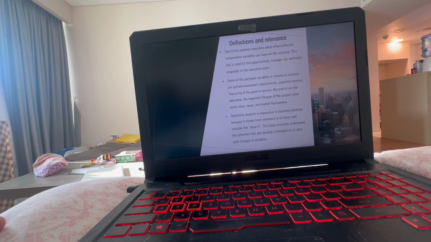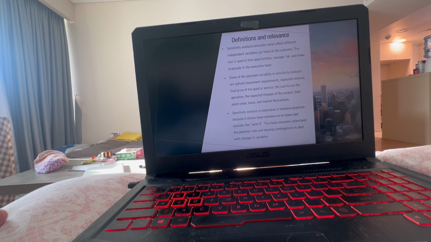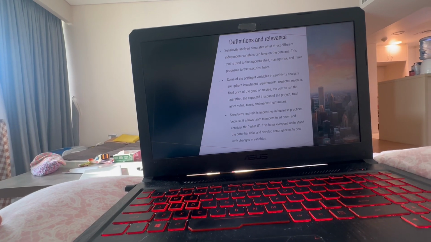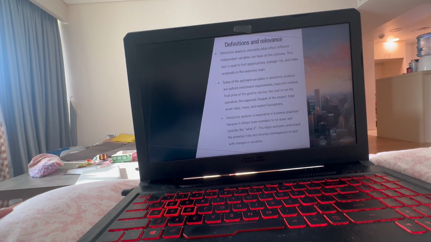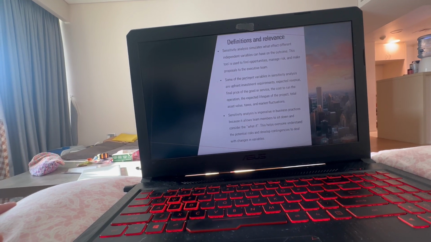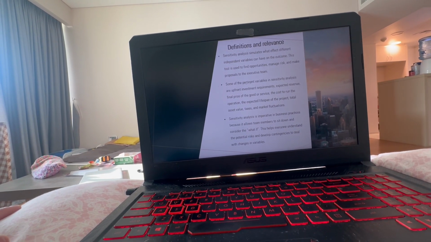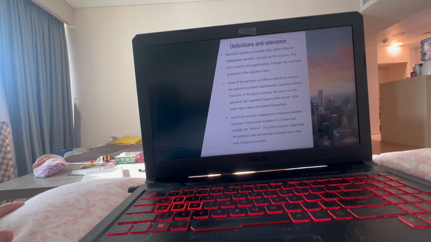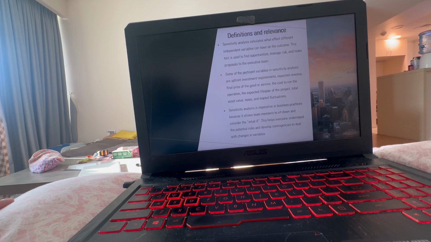Sensitivity analysis is imperative in business practices because it allows team members to sit down and consider the what if, really go over the potential implications of different variables and outcomes, and it allows everyone to understand the risks and develop the contingencies to deal with the changes in those variables.